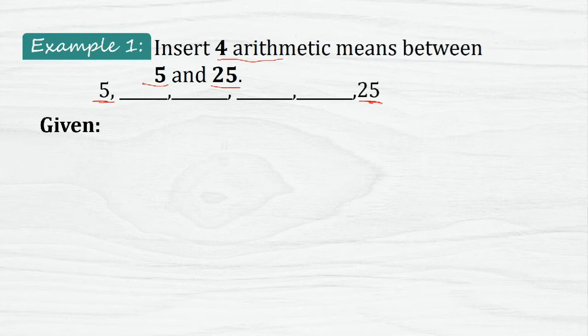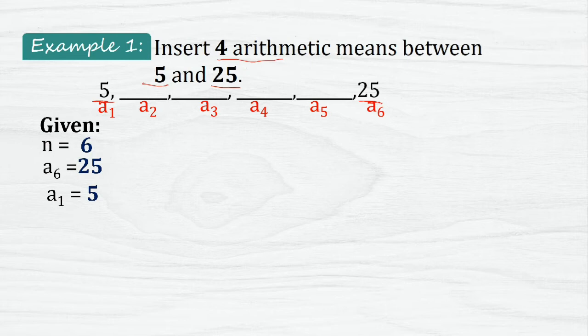So, first identify the given. The value of n is, how many terms are there in all? There are 6: the first term given, then the 4 arithmetic means, plus the last term, that's a sub 6. So n is 6. Next is the last term, which is the 6th term or a sub 6, that's 25. And we have the first term, which is 5.